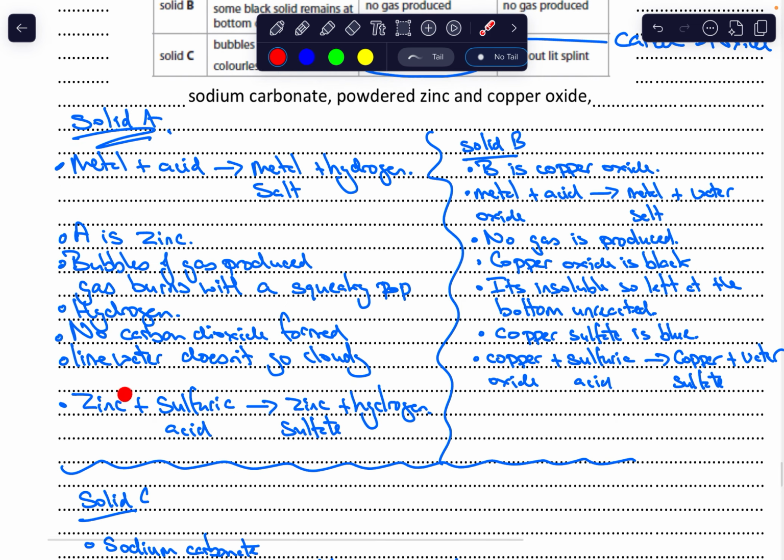So here's my word equation: zinc plus sulfuric acid. So it's going to make zinc sulfate, because sulfuric acid makes a sulfate. And then we get hydrogen gas produced as well. So that's A done. B, let's look at B.